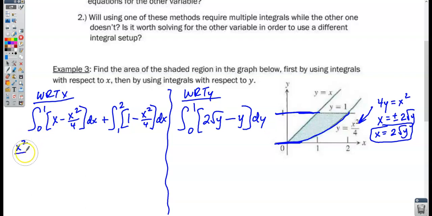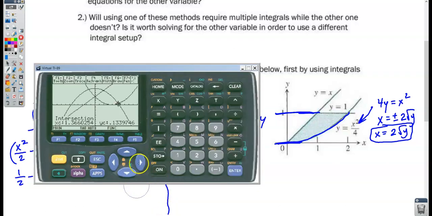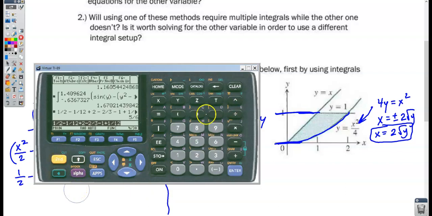This is going to be x squared over 2 minus x to the third over 12, evaluated from 0 to 1, plus x minus x cubed over 12, evaluated from 1 to 2. And so that's going to be 1/2 minus 1/12 minus 0, plus 2 minus 2/3 minus 1 minus 1/12. And we'll go ahead and do the arithmetic on that. And I already did it on my calculator. I get 5/6.